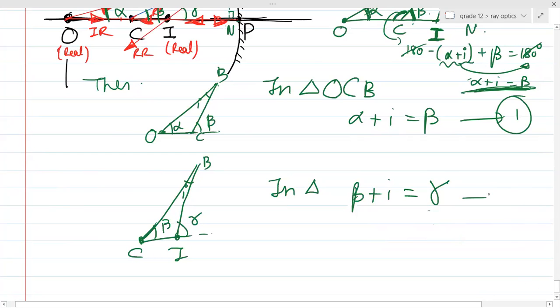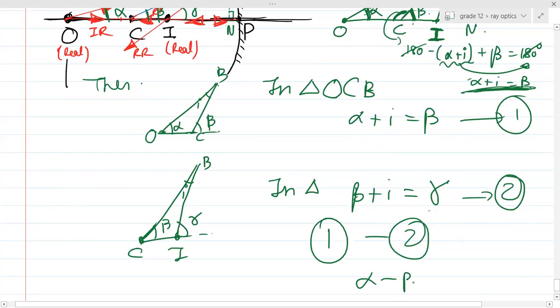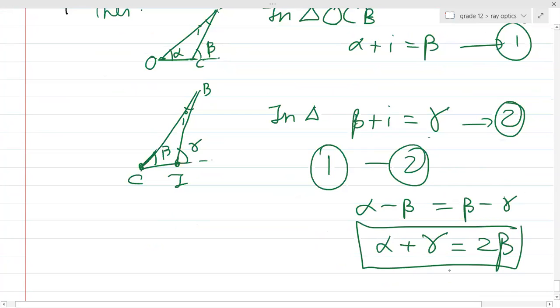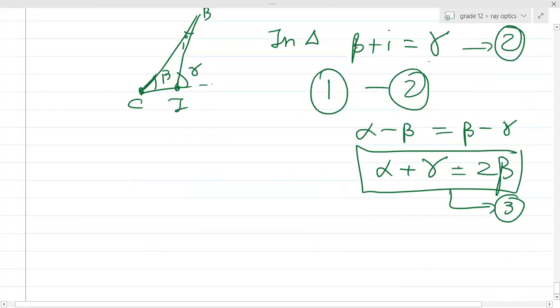Shall I subtract these two equations, guys? 1 minus 2. If I do 1 minus 2, so alpha minus beta, I and I get cancelled with each other, is equal to beta minus gamma, right? And can you see I've got one relation? I'll move this gamma over this side and beta over that side. So alpha plus gamma is equal to twice of beta. Is this relation clear to you?